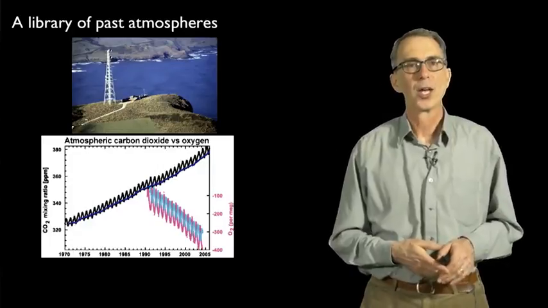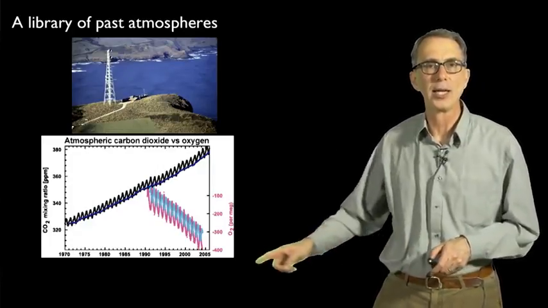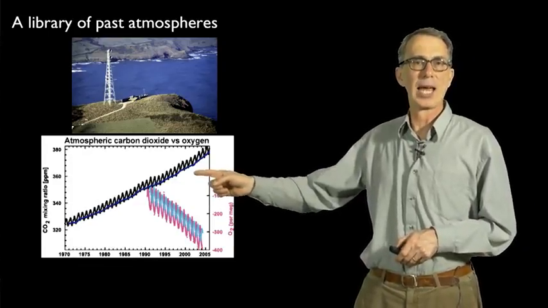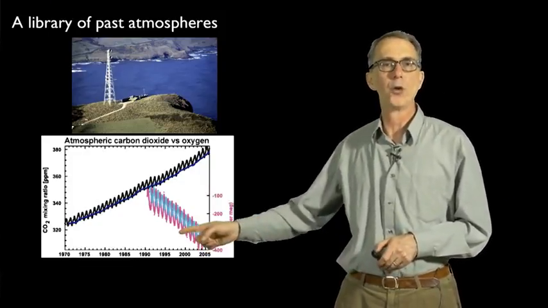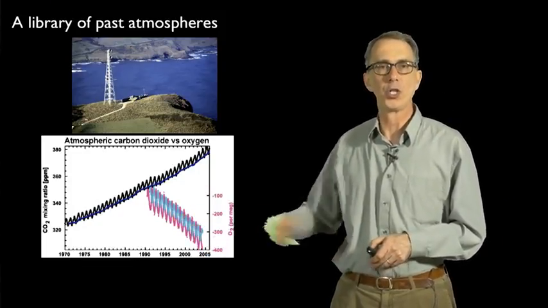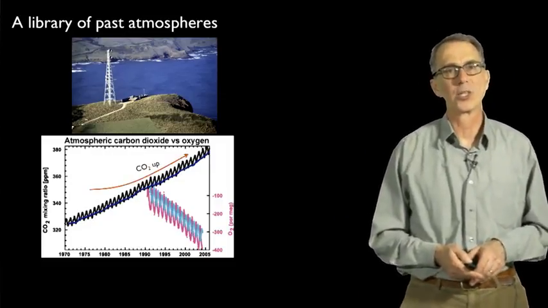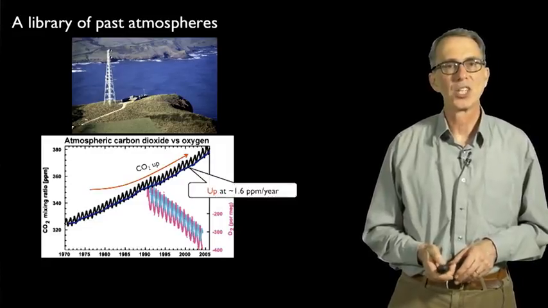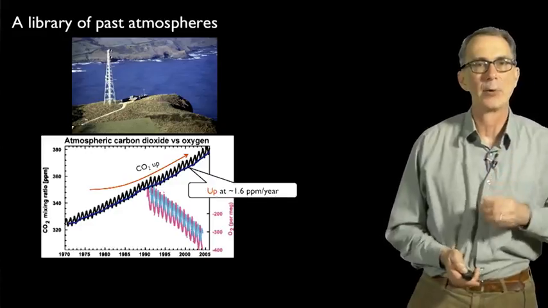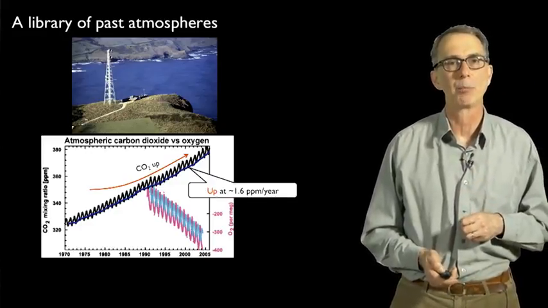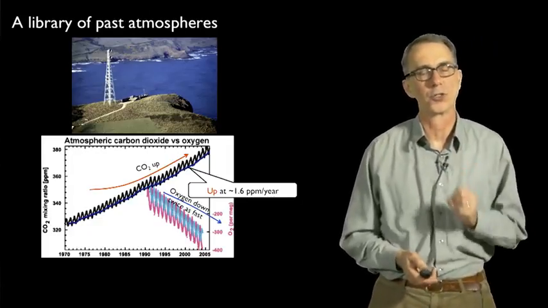And this shows the observations at Cape Grim and the concentrations of carbon dioxide. Superimposed on those are also observations of oxygen concentrations. And we can see that there's a long-term increase in the carbon dioxide, and this long-term increase is around 1.6 and now accelerating to more than 2 parts per million per year. But at the same time, there's a decrease in oxygen concentrations.